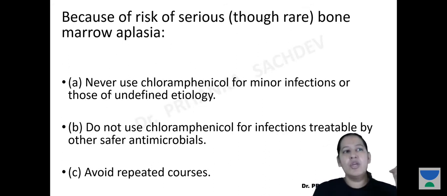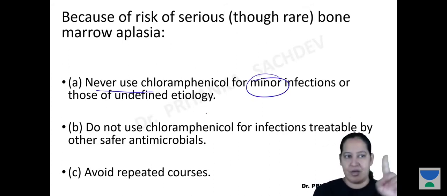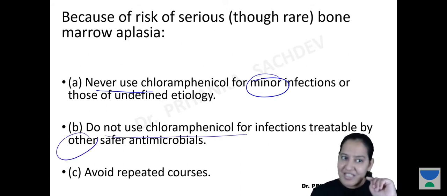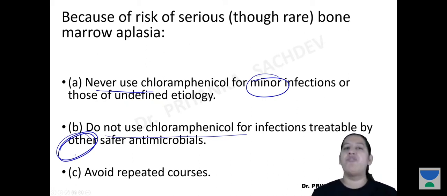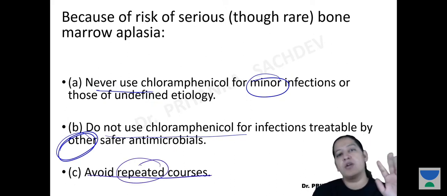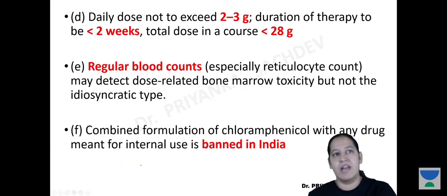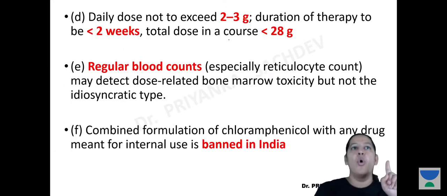So never use chloramphenicol for minor infections. Number one, do not use chloramphenicol if other safer antimicrobials are available at your clinic or the medical store. If others are safer and available for the same disease, go for those. Don't take the risk. Avoid repeated courses. If you are giving it once in a while, okay, but avoid repeated courses for your patient. And if you are giving it at all, the total dose should not go above 2 to 3 grams.